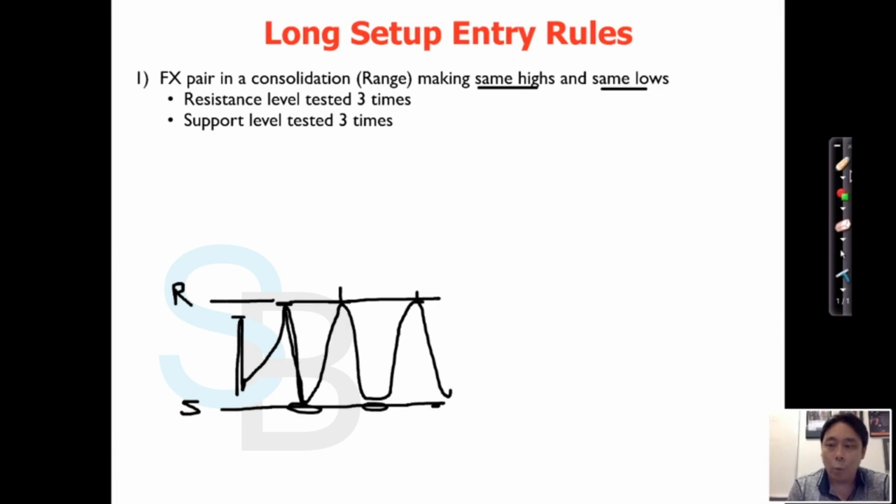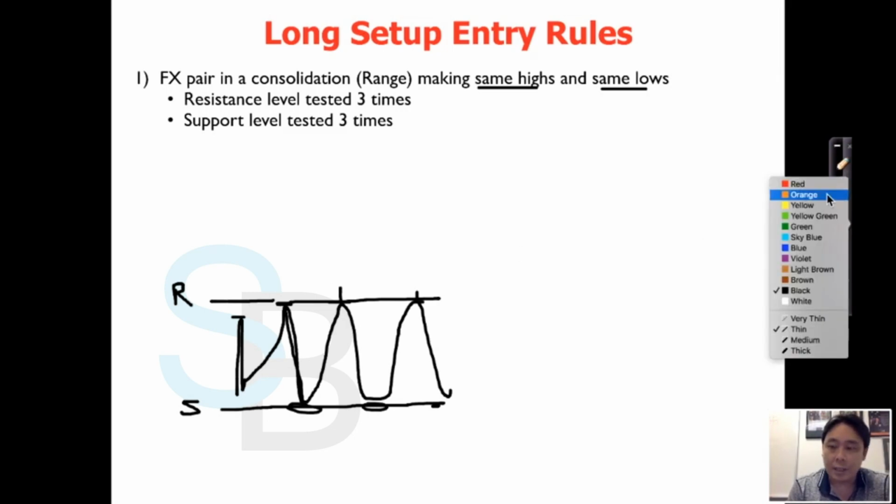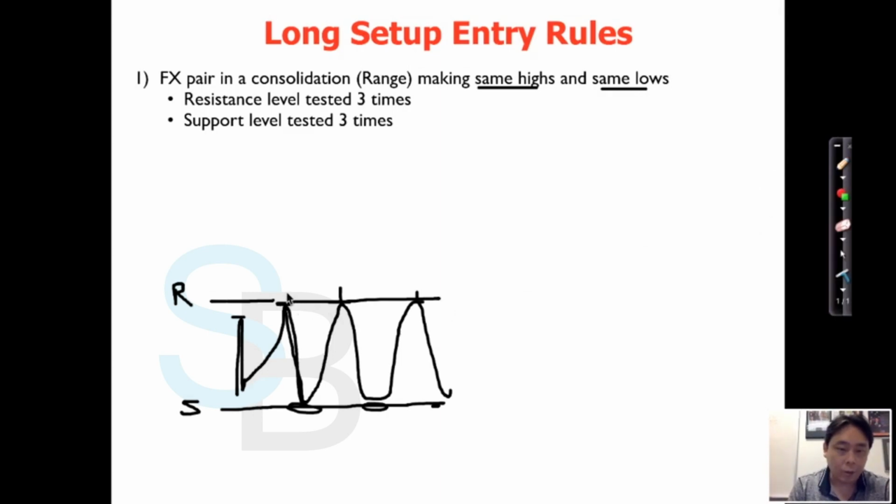Now, ideally, we want to see the resistance and the support being tested at least 3 times each, right? So it goes up, test 1, test 2, and test 3. Again, goes down, hits the support, test 1, test 2, and again, test 3. We're going to see at least 3 tests for it to be a reliable consolidation pattern.